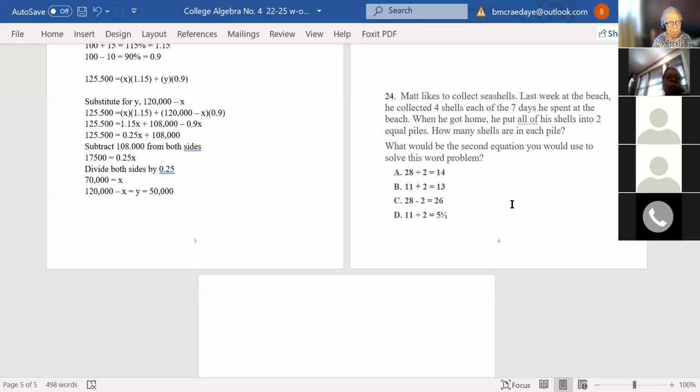Let me see. No, you don't have to let anything. Just tell me what would be the first equation for solving this problem. 4 times 7. Go ahead, Latoya. Yeah, 4 times 7. That's right. That would be your first step to find what your total number of seashells is. 4 times 7, 28.